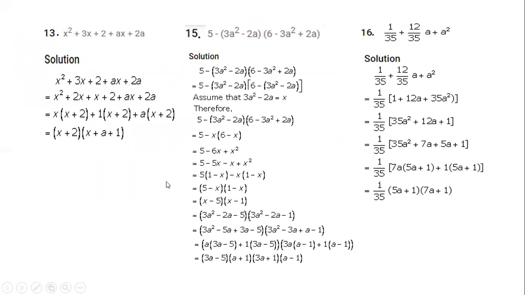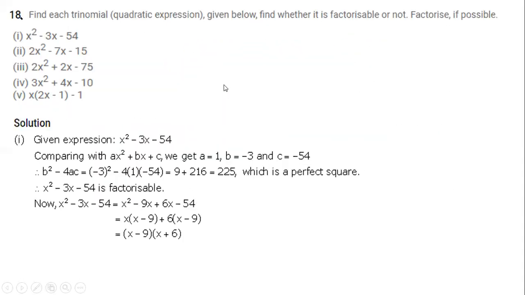See, if we find the value of b square minus 4ac and this value is a perfect square, then the trinomial is factorizable. We have studied that? Yes. And now I am going to use this knowledge in our question number 18.